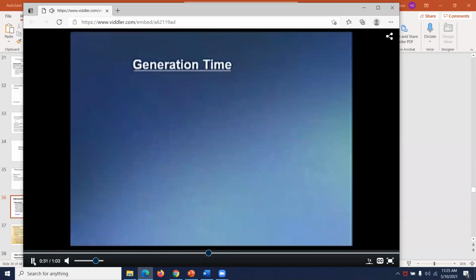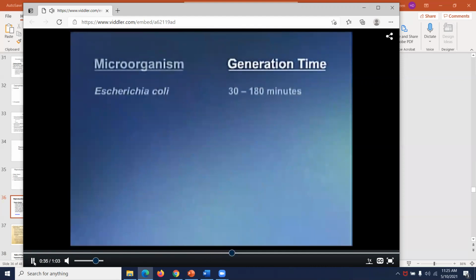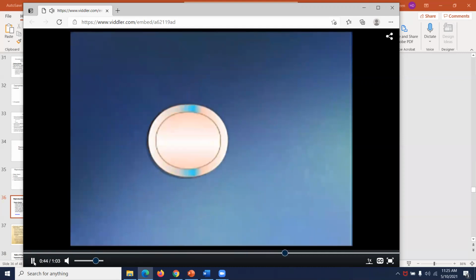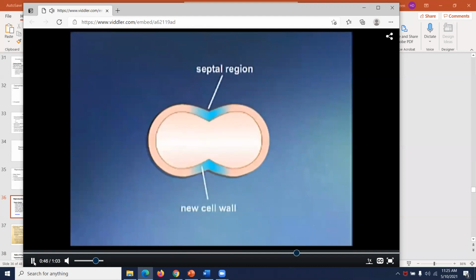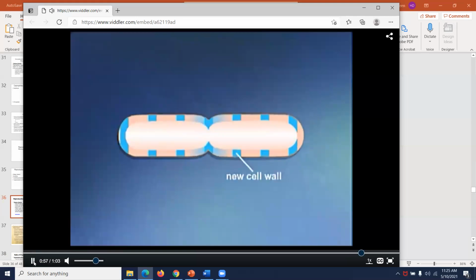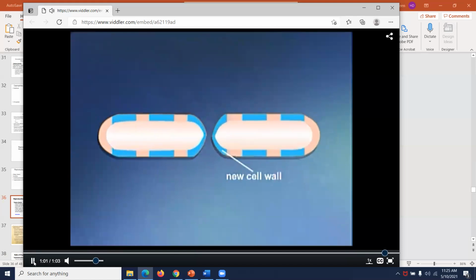Depending on the medium, temperature, and other conditions, some bacteria can double in numbers every 30 minutes. Other bacteria have generation times of several hours or even days. During growth of the cell, streptococci and some other gram-positive cocci synthesize new cell walls in the septal region. Rod-shaped bacteria such as Escherichia coli, Salmonella, and Bacillus species synthesize new cell walls over the entire surface of the cell.